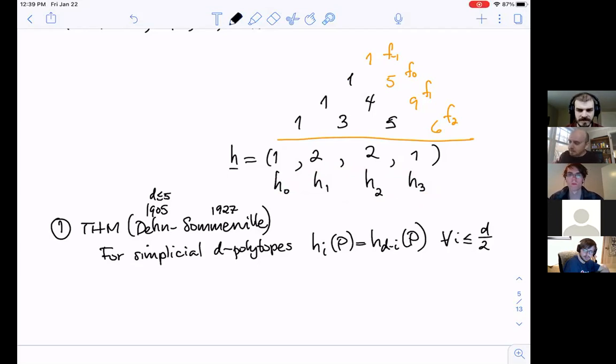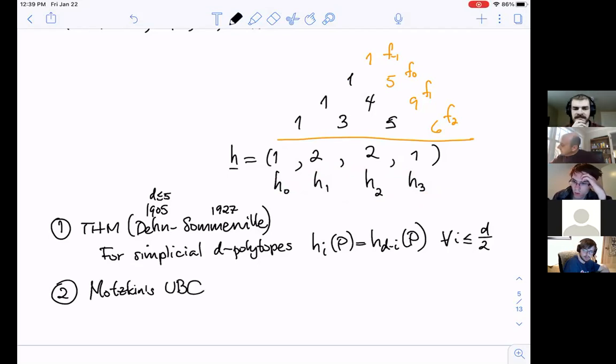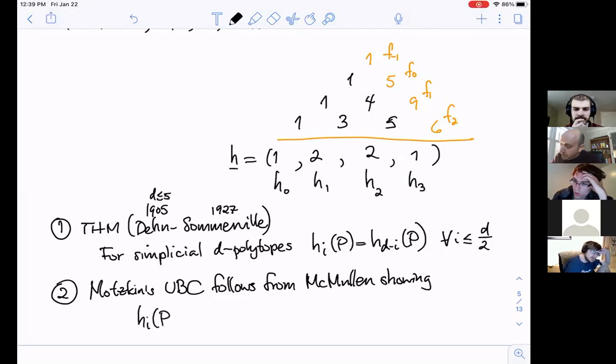Okay, second clue here, and this was more of McMullen's point. McMullen realized that Motzkin's upper bound conjecture, when you phrase it in terms of the H vector, follows from showing this, and this is what McMullen showed. h_i(P) is just less than or equal to something pretty simple. It's a binomial coefficient. It is (n minus d plus i minus 1) choose i.